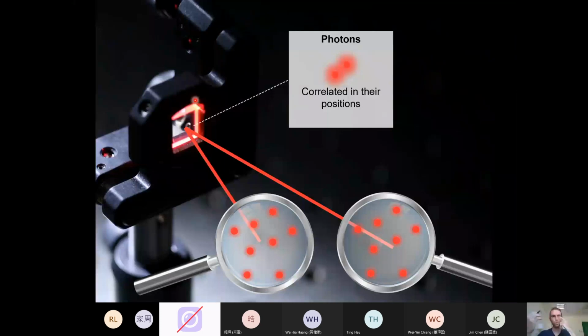Now, if you were to modify here and here your imaging system to no longer image an inner plane of this crystal, but a Fourier plane of this crystal, what you will measure really are the angles of propagation of each of those photons. And this angle of propagation, because we select only one precise wavelength and frequency, is directly giving you the transverse momentum of these photons.